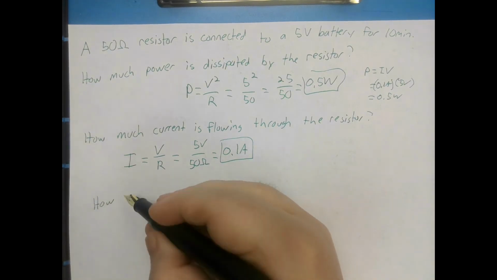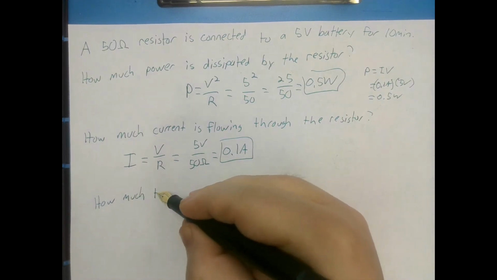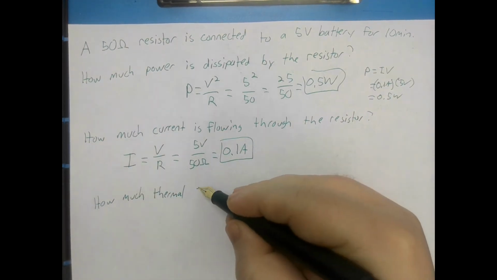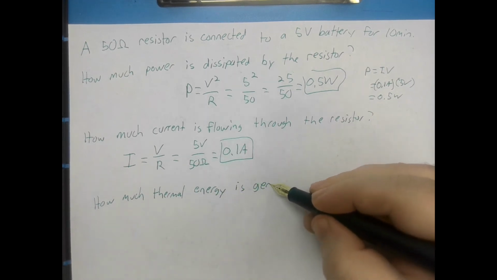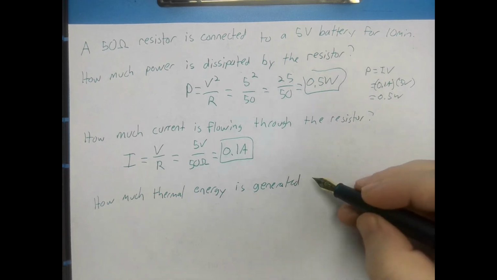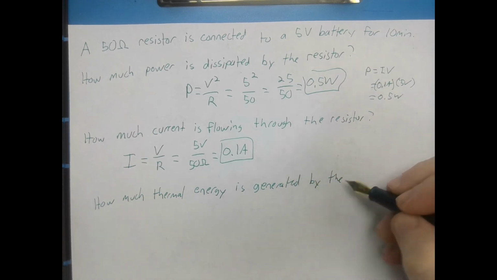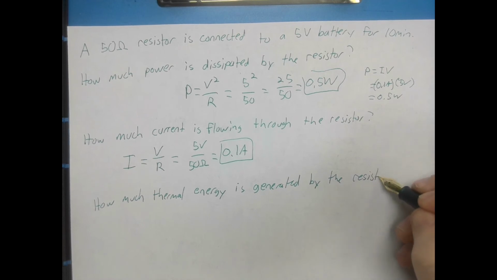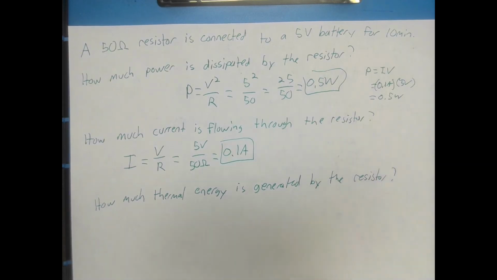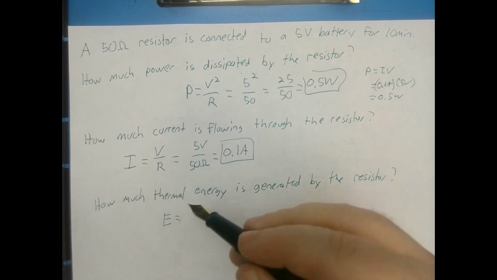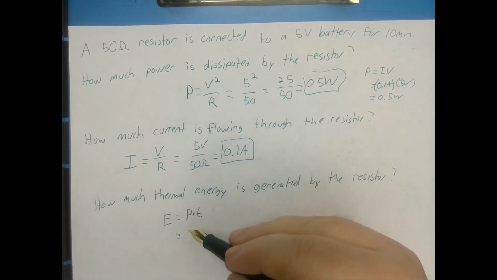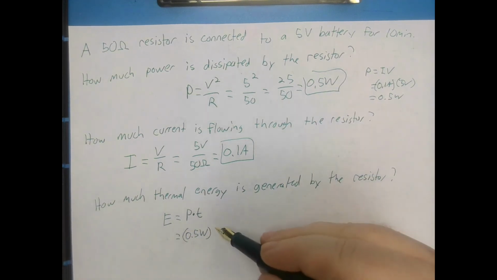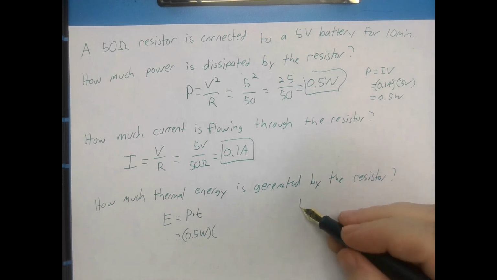So how much thermal energy is generated by the resistor? Energy equals power times time. Power, 0.5 watts. The time is 10 minutes.